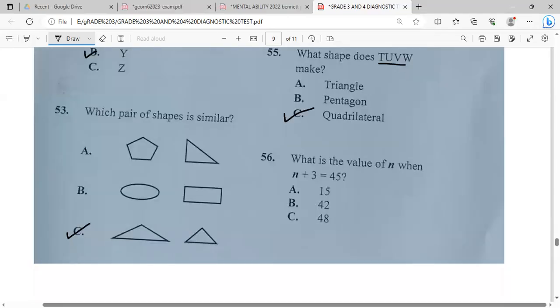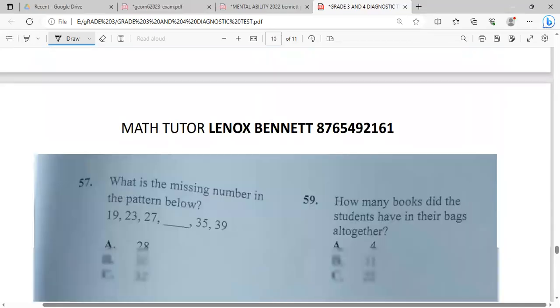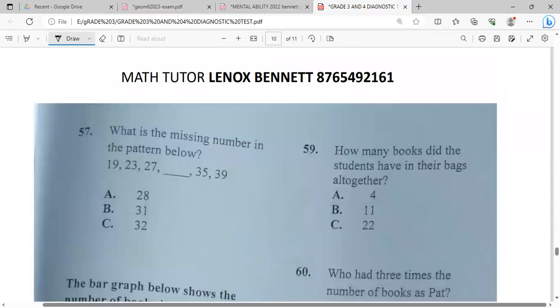What is the value of n when n plus 3 is equal to 45? So what they want to say is, what plus 3 gives you 45? Or we could just simply subtract 3 from 45, which is 42. So we just do the inverse of it. 57, what is the missing number in the pattern below? So we have 19 and we go to 23. That means they added 4. So we're going to add 4, which gives us 31.